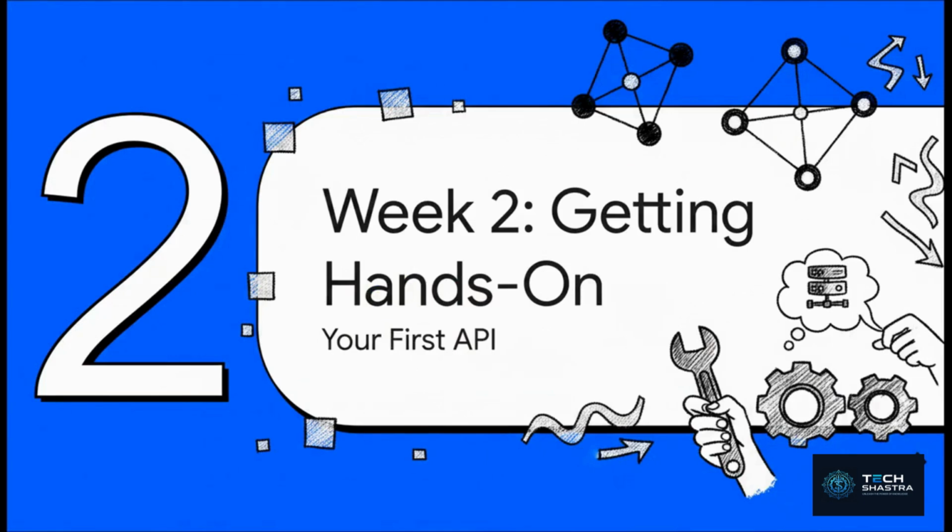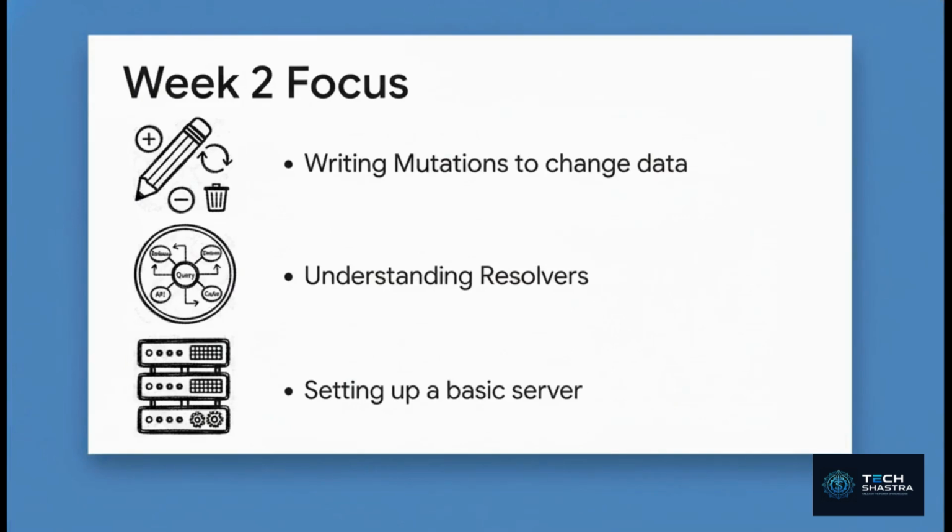Awesome. Now that we have the core ideas down, week 2 is all about getting our hands dirty. We're leaving the theory behind and actually building our first simple API. This week is all about the how. We're going to learn to write mutations, which is how you change data. We'll get into resolvers, which are kind of the brains of the operation, and then we'll tie it all together by spinning up a basic GraphQL server.